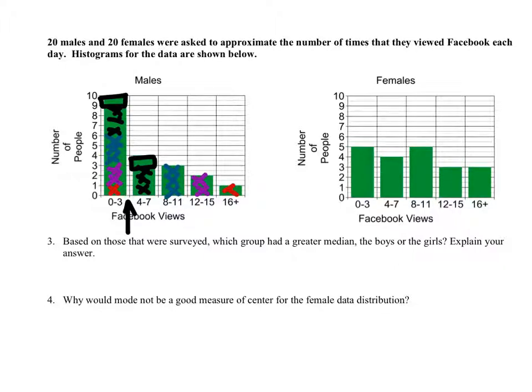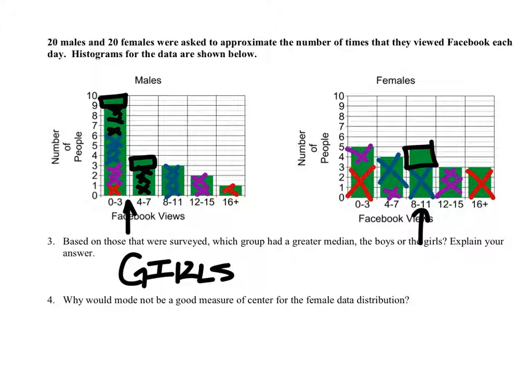On the next one, though, for the females, same idea. These 3 will cancel out these 3. These 2 cancel out 2 of these, and then this one cancels out this one. And then these 3 will cancel out these 3, and we can see that the 2 in the middle are in the 8 to 11 range. So the greater median will be with the girls, and we can explain the answers just by showing the work here by finding the middle value for both.